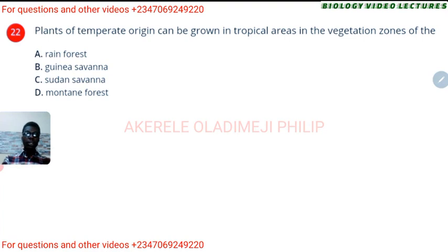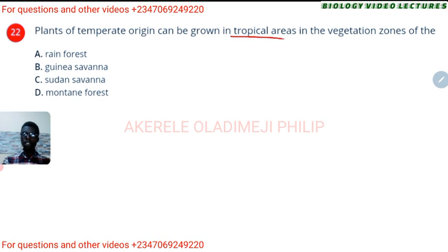Plants of temperate origin can be grown in which tropical vegetation zone? Now basically, temperate means a temperature that is not too hot and not too cold. It's actually a bit hot but not extremely hot, so to say. And tropical is like an area where you have wetness, or lesser temperature.